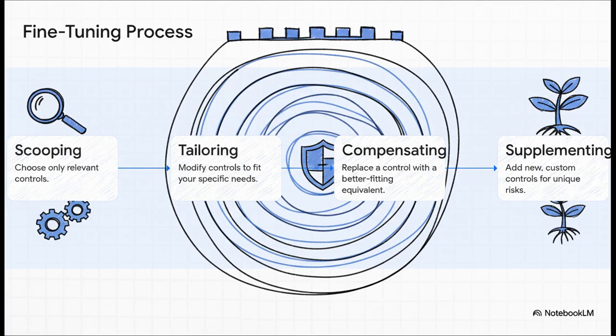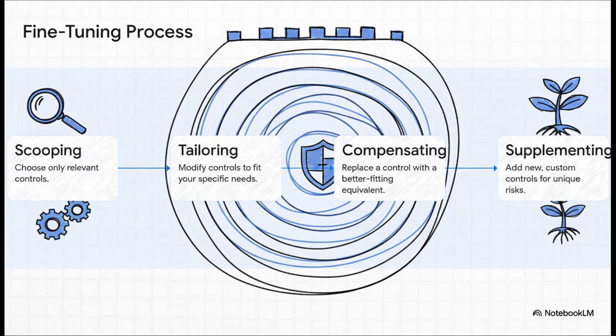First, you do what's called scoping. You just go through and pick out the controls that are actually relevant to you. Then, you tailor them. So a baseline might say, encrypt all data, but you might tailor that to only encrypt the super sensitive stuff to make things run faster. If a rule doesn't quite work for you, you can use a compensating control, basically a different tool that gets the same job done. And finally, you supplement by adding brand new controls to handle risks that are totally unique to your business.